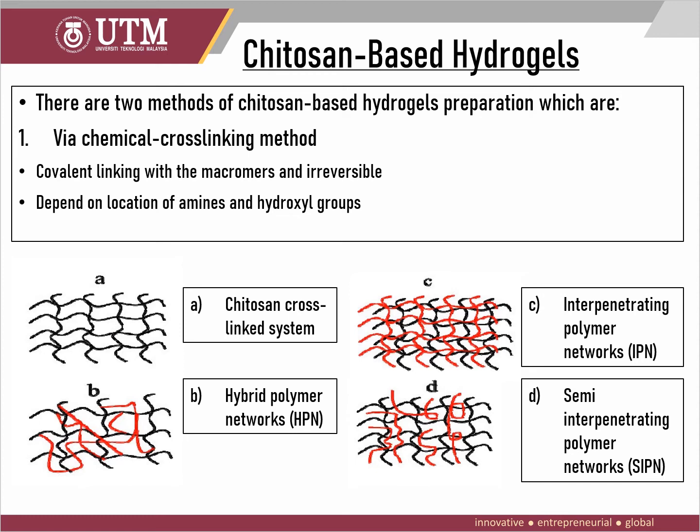Which is irreversible. Chemically cross-linked hydrogels are found in four states of formation, which are shown in the diagram below. A, chitosan cross-linked system. B, hybrid polymer networks, HPN. C, interpenetrating polymer networks, IPN. And D, semi-interpenetrating polymer networks, SIPN.